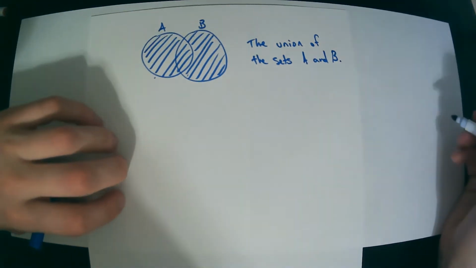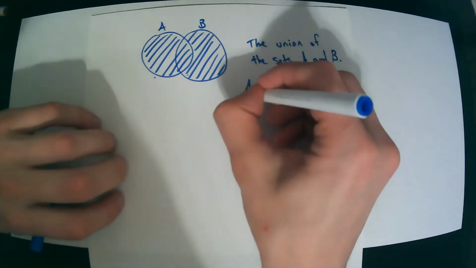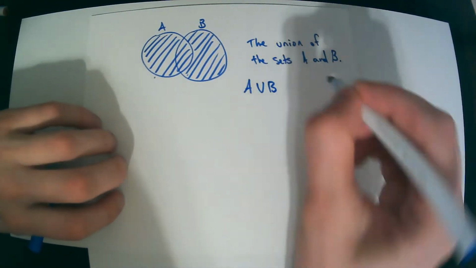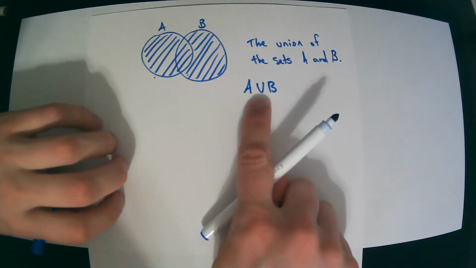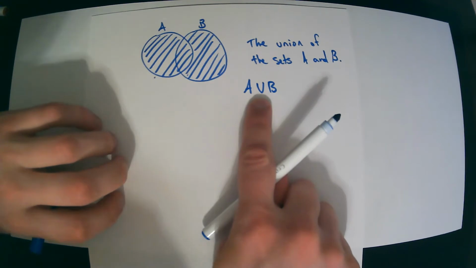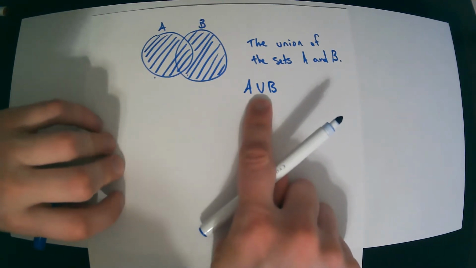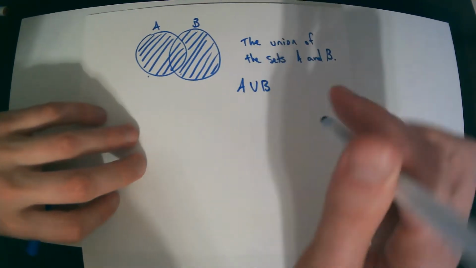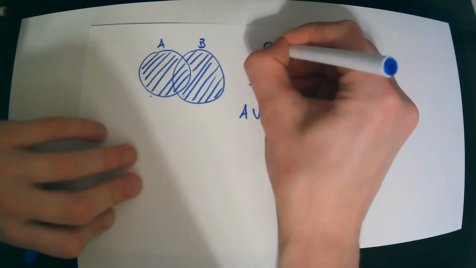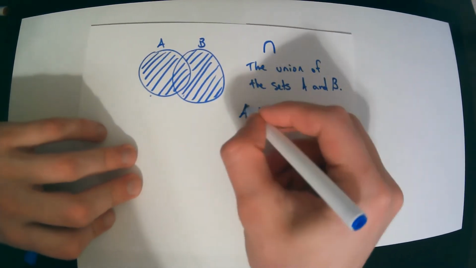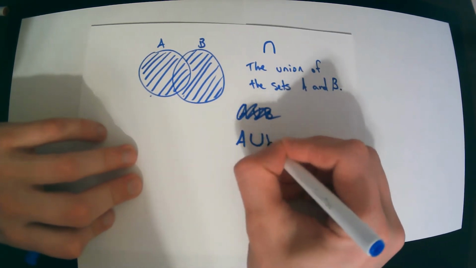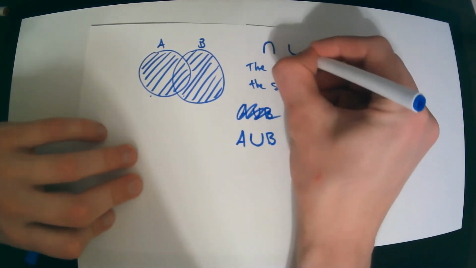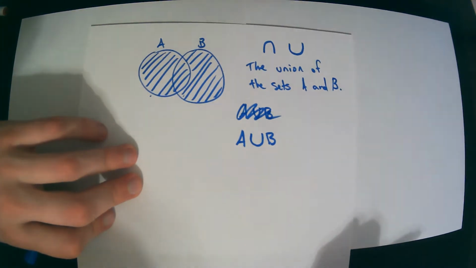The union of the sets A and B. We denote it with a capital U. Now, it's actually not a U, it's its own symbol, but it looks very much like a U. So here's the intersection symbol. This one's kind of bad. It looks like a V, it shouldn't look like a V. There we go. So, intersection and union.